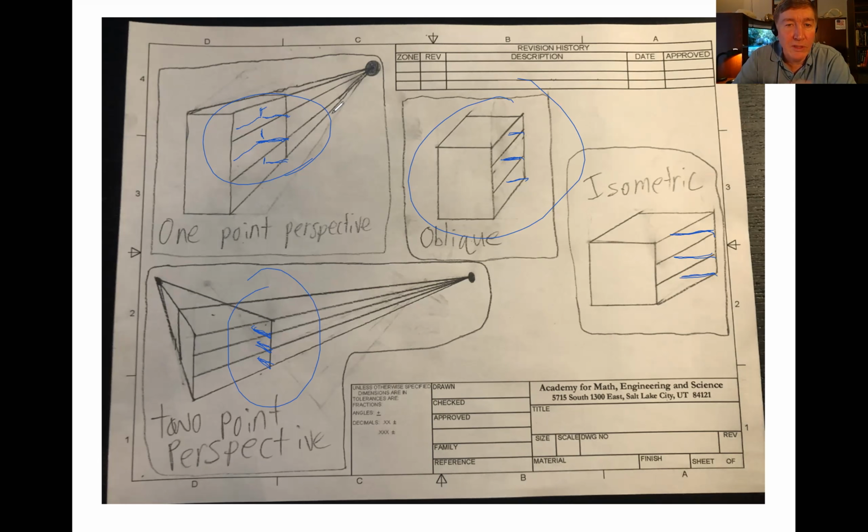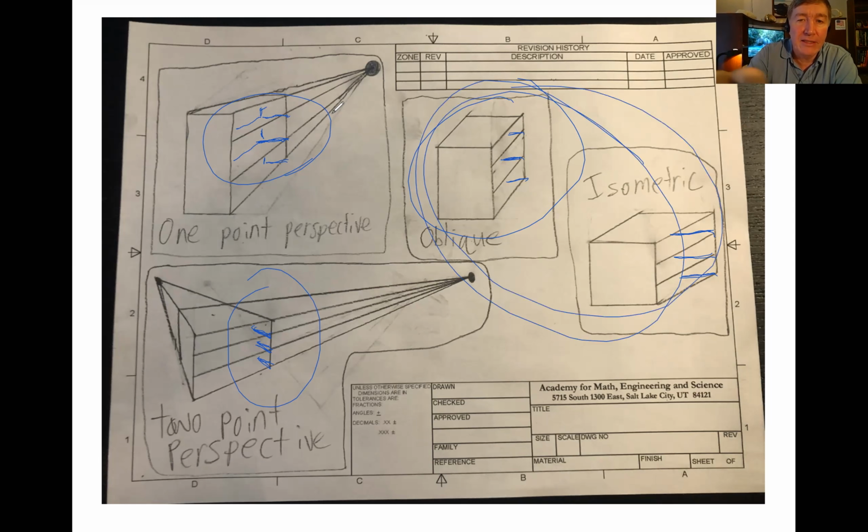Okay, so two problems with this particular homework. One is the fact that they didn't give me a 2-point isometric drawing.